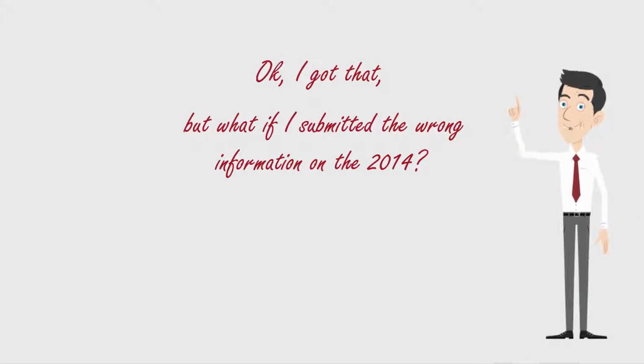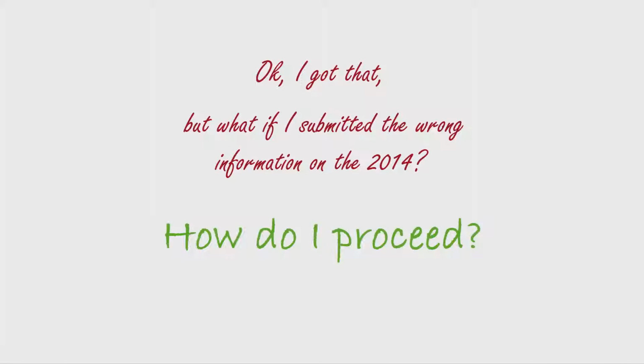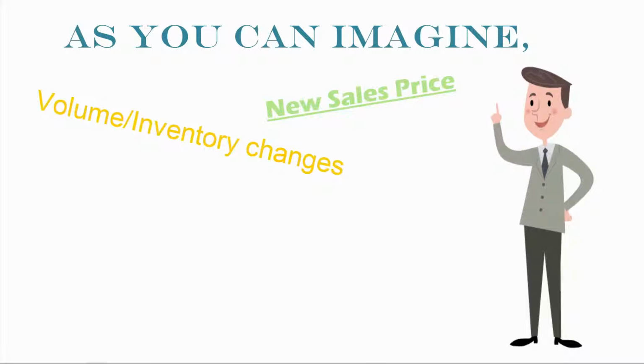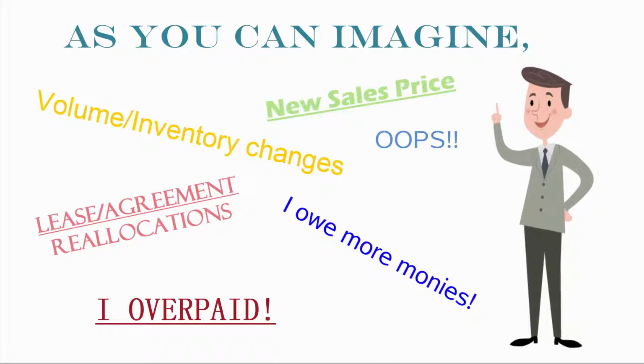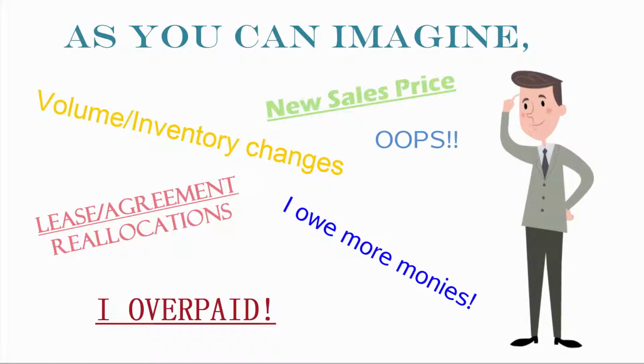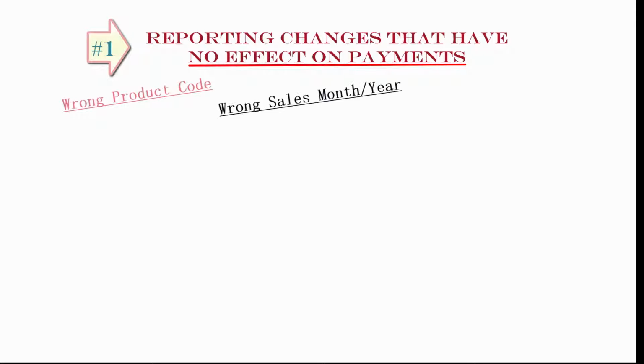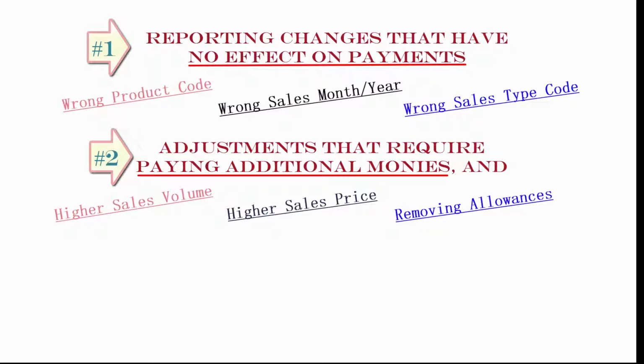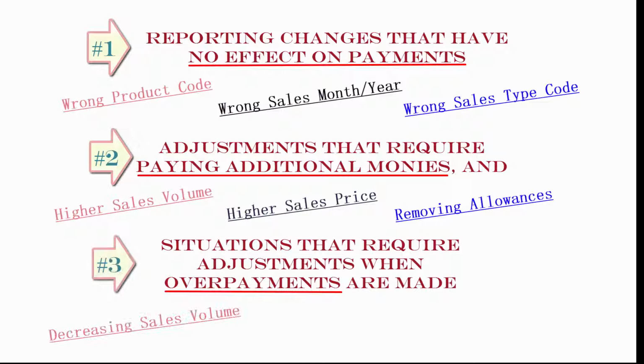Okay, I got that. But what if I submitted the wrong information on the 2014? How do I proceed? As you can imagine, there are many possible scenarios that require adjustments on a 2014. To simplify the matter, we will focus on 3 possible scenarios: reporting changes that have no effect on payments, adjustments that require paying additional monies, and situations that require adjustments when overpayments are made.